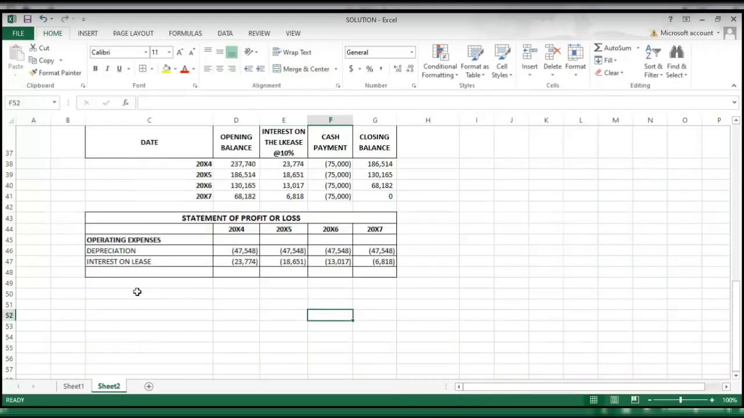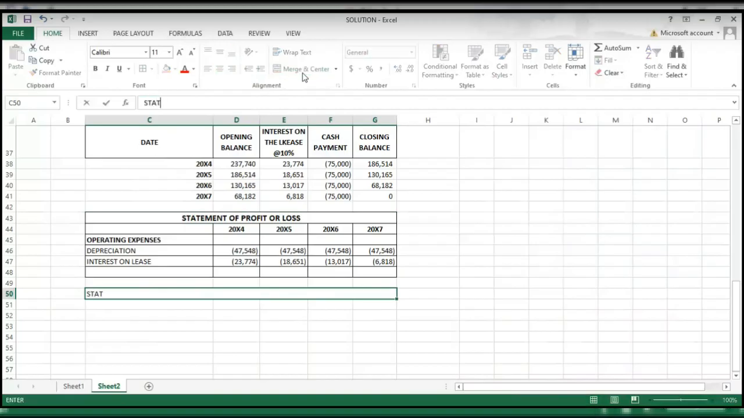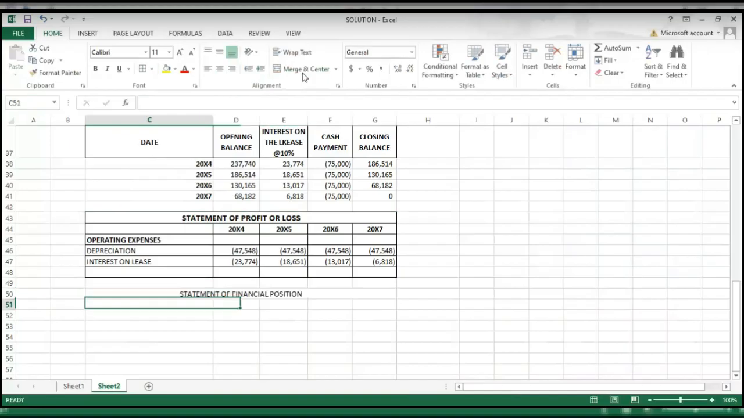So, statement of financial position. Let me do that one here. Statement of financial position. For the statement of financial position, we have the 4 years also recorded here.